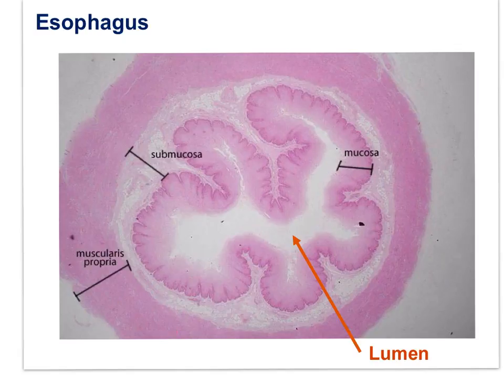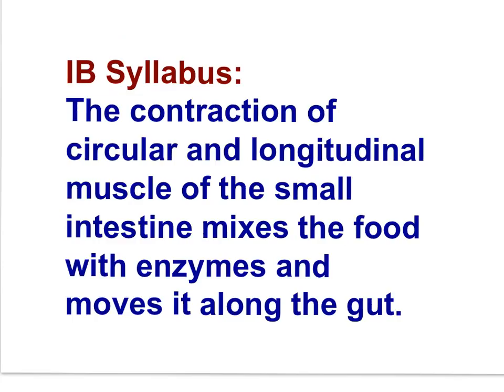The contraction of circular and longitudinal muscles of the small intestine mixes the food with enzymes and moves it along the gut in a process known as peristalsis. The circular and longitudinal muscles of the small intestine are antagonistic, as muscles can only actively contract. Here's the relevant IB syllabus statement. The contraction of circular and longitudinal muscle of the small intestine mixes the food with enzymes and moves it along the gut.